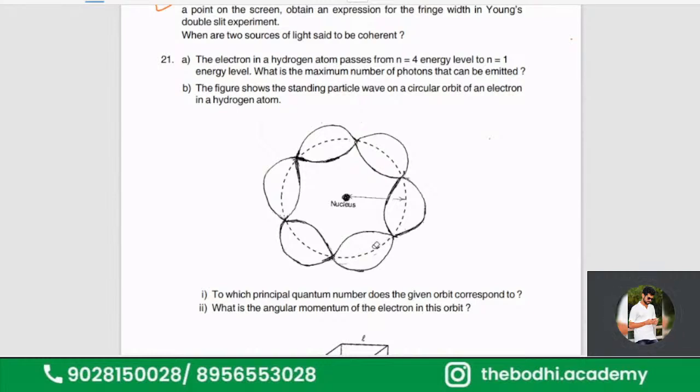Okay. Next one. The electron in a hydrogen atom passes from n equal to 4 energy level to n equal to 1 energy level. What is the maximum number of photons that can be emitted? Now, who can answer this one? Try. Someone.